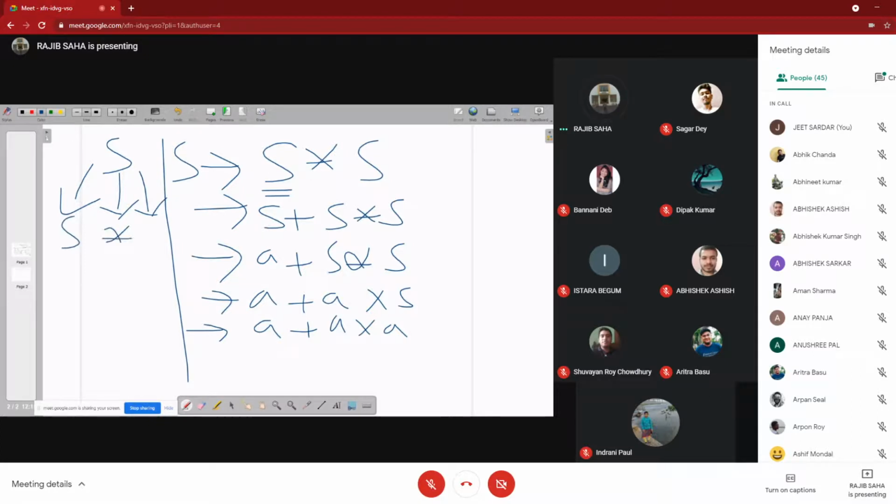Again, if we draw its tree, we have got this: S into S, then S plus S, and then A and A, and this is basically the yield of the parse tree.